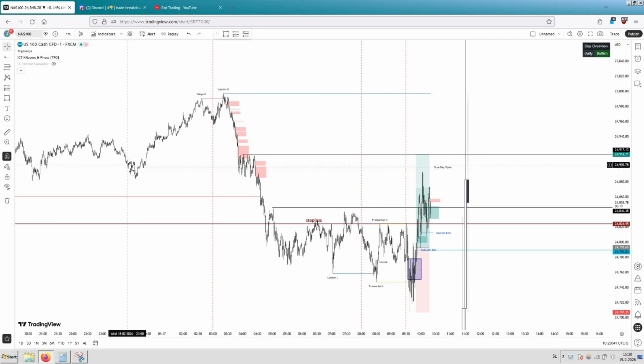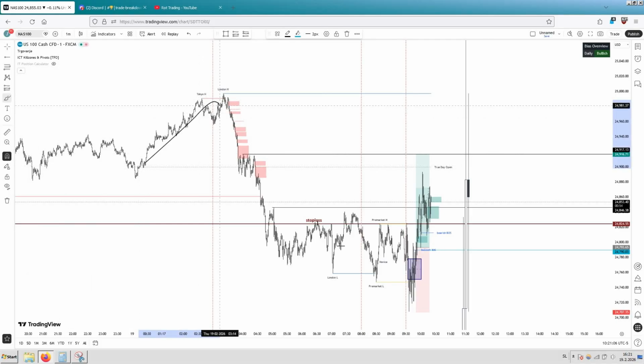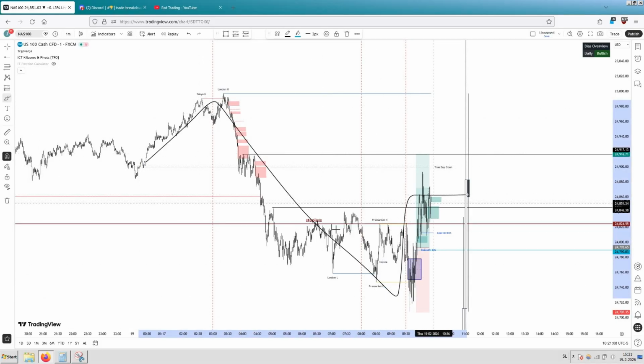As you can see here, we started at midnight. Here it was midnight in the United States, and this is called the true day open. Since the true day open, what have we done? We have made a high and then we made a low. So according to OHLC, we should make a closure, right? So our price should look like this: up, down, and then closure.